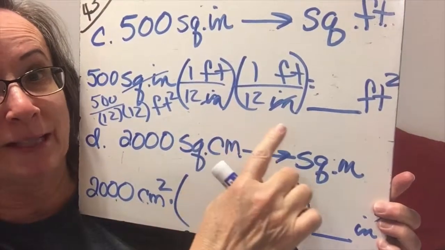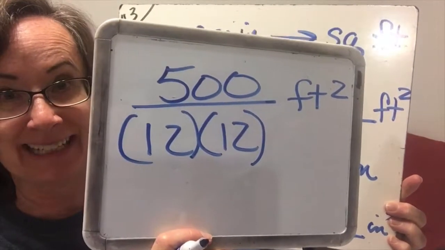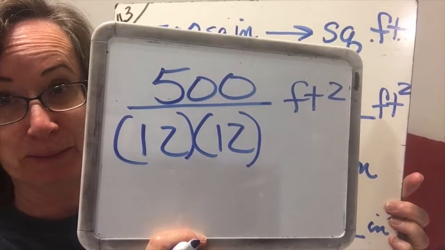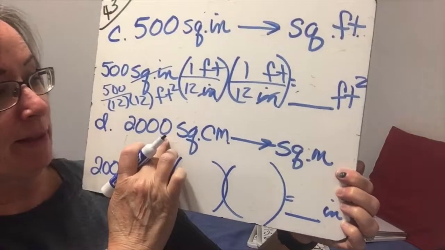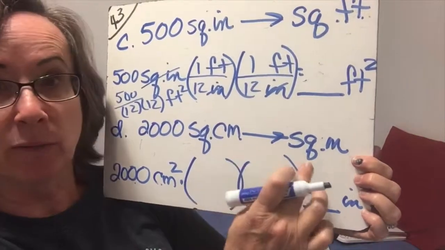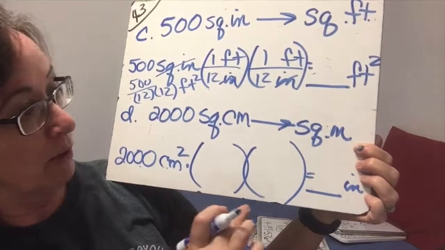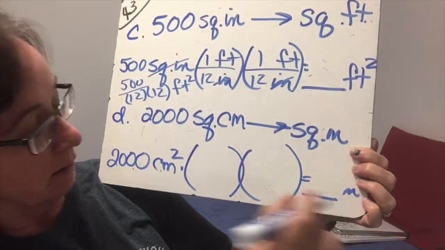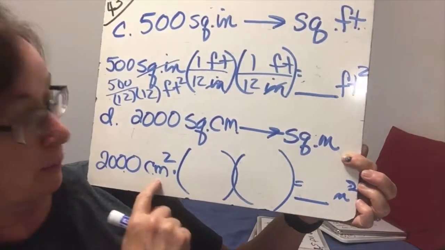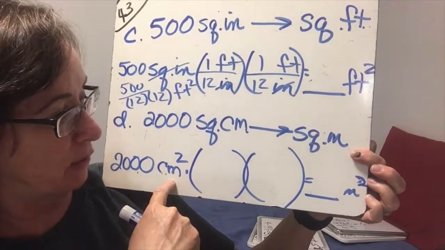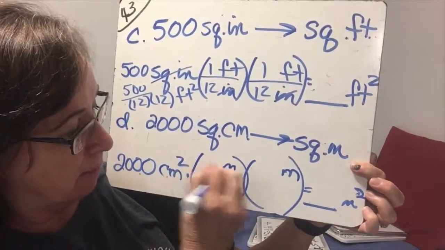Okay, so here was the work. And there's the answer. They let you leave it just like that. That's pretty handy, isn't it? Okay, let's look at the next one. So we've got 2,000 square centimeters that we're going to change to square meters. So we're going to have centimeters squared to meters squared. So we want to get rid of centimeters because it's over here, but we want to get meters. So we're going to put meters and meters on the top.